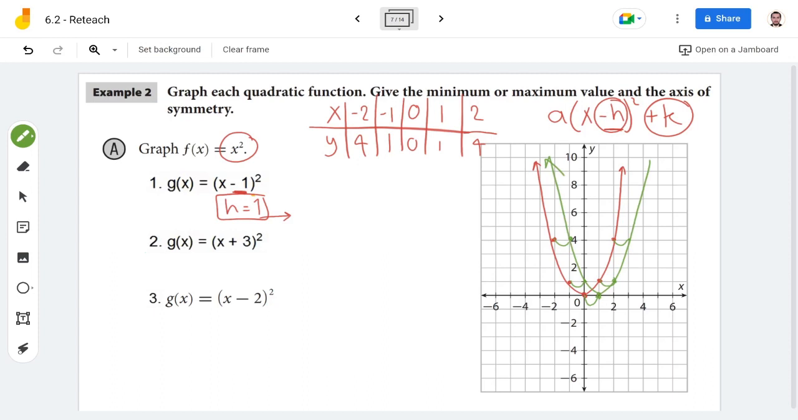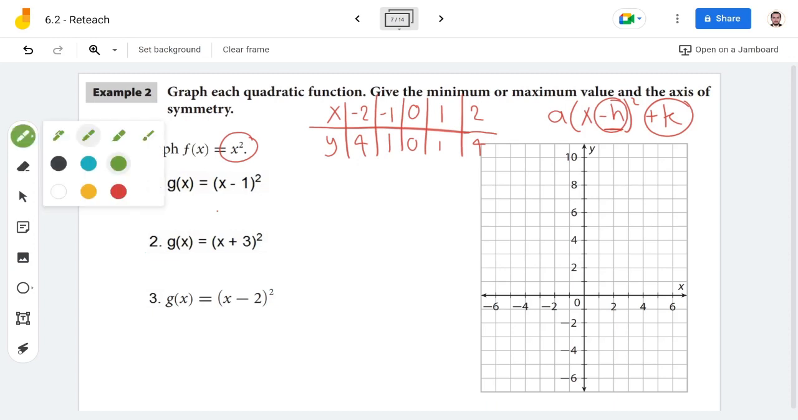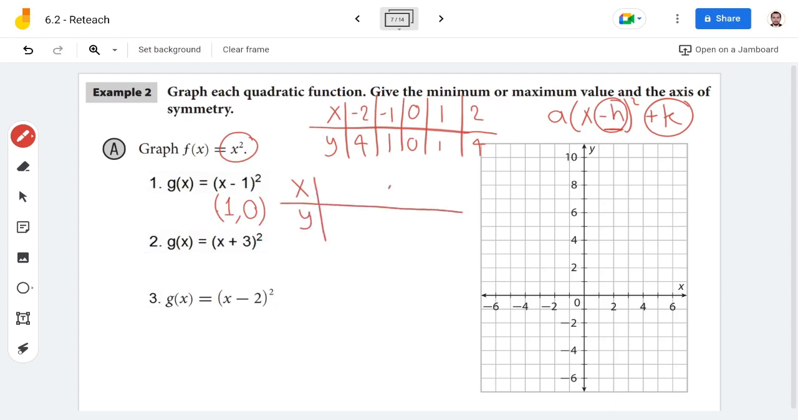Okay, so do you need to create a table and do it another way? Yes, we can do it another way. Okay, now let's create the table to do it in another way. First of all, identify h and k. What's h and k here? H is 1, opposite sign always. We don't have k, k is 0. Now make your table, x, y. In the middle should be 1 and 0, because 1 is x, 0 is y.